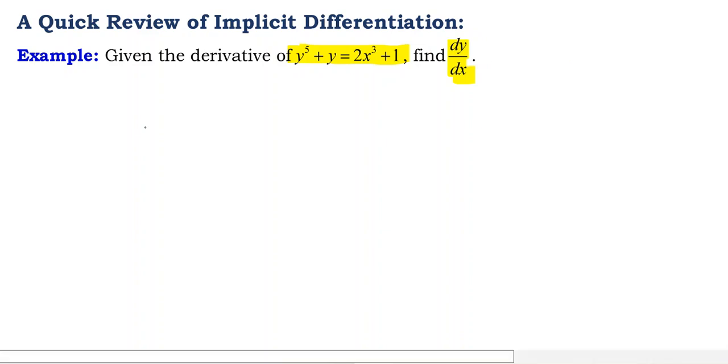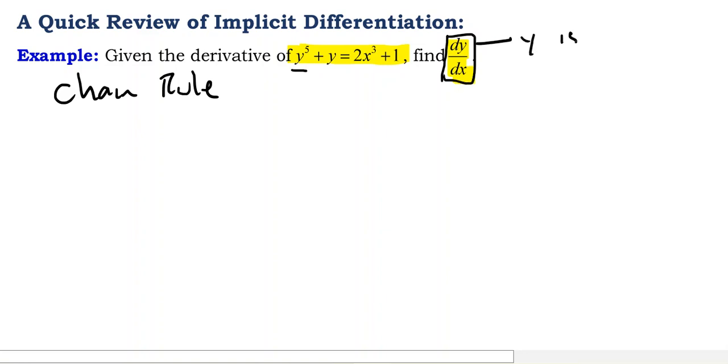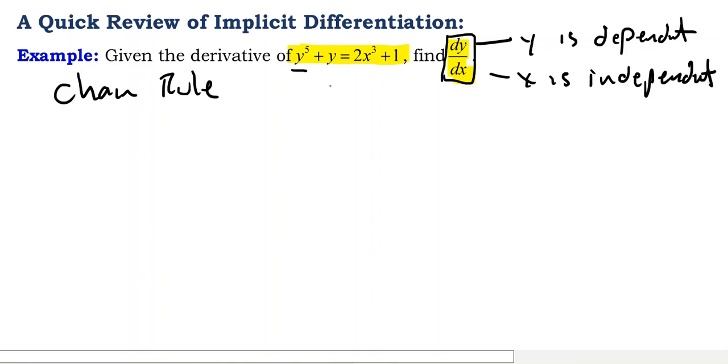And to do that, we use the chain rule. Okay, we use the chain rule to do implicit differentiation. So the way that works is we take the derivative of y to the fifth. Now, because we are finding dy/dx, this implies that y is the dependent variable and that x is independent. So whenever we take the derivative of the dependent variable, we use the chain rule. So the derivative of y to the fifth would be 5y to the fourth. And then using the chain rule, we want to tack on a derivative of y with respect to x.